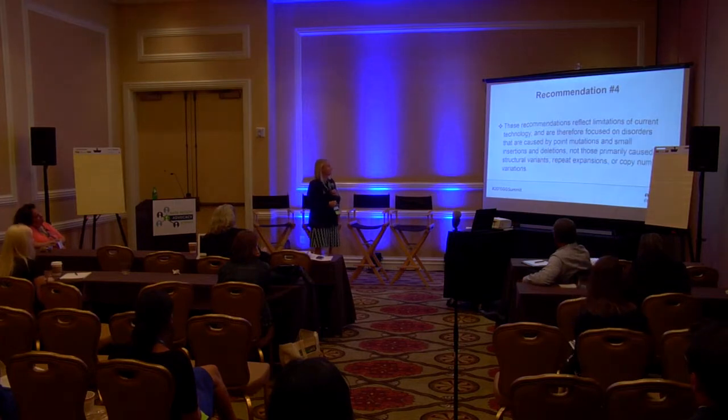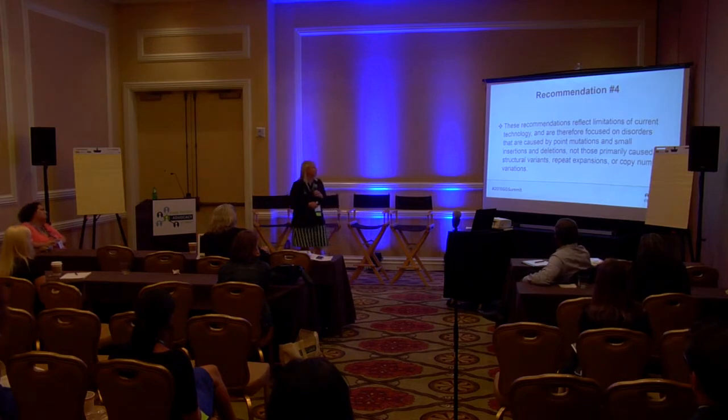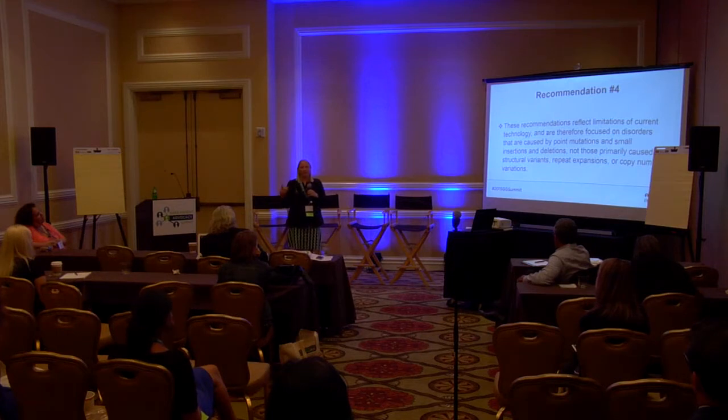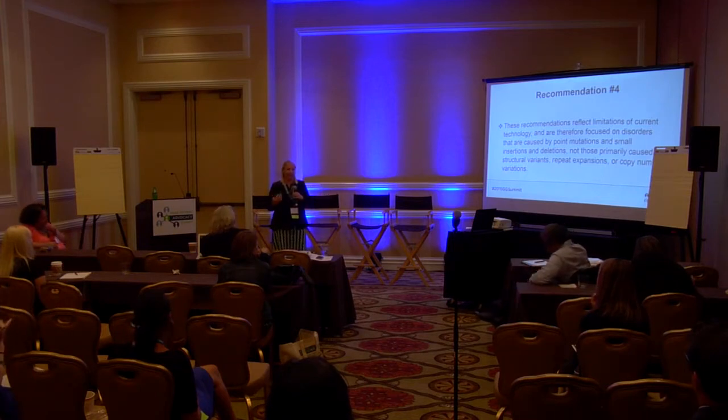Recommendation 4 was these to reflect limitations of current technology and therefore focus on disorders that are caused by point mutations, small insertions, deletions, not those primarily caused by structural variants, repeat expansions, or copy number variations. So what this means is that, and it's geared mostly towards panel testing and exome, where you have just the way that technology is with next-gen sequencing, there are limitations. So an exome, for example, would not be able to find a complete rearrangement on a chromosome. The technology just can't pick that up.